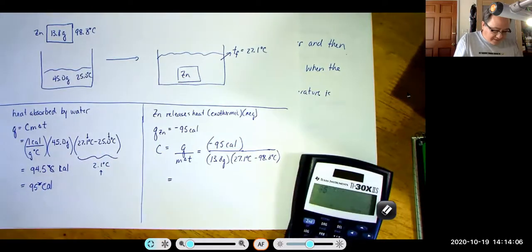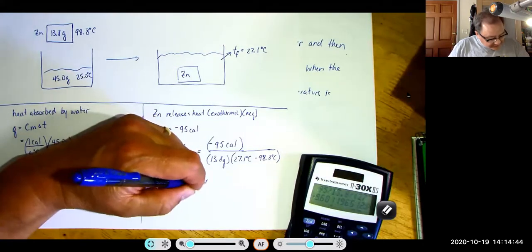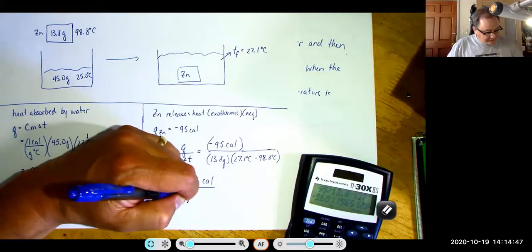95 divided by 13.8 divided by parentheses 27.1 minus 98.8 end parentheses. Oh, I made an error somewhere. 27.1 minus 98.8. And I get 0.096 calories per gram degree Celsius.